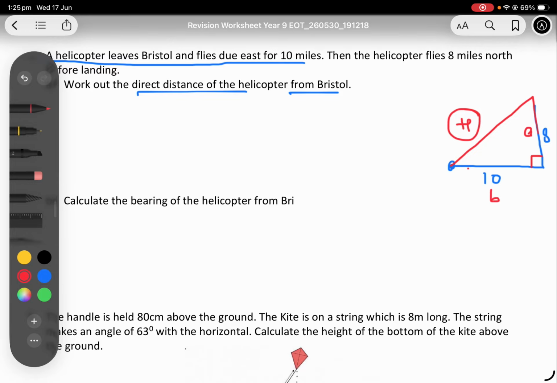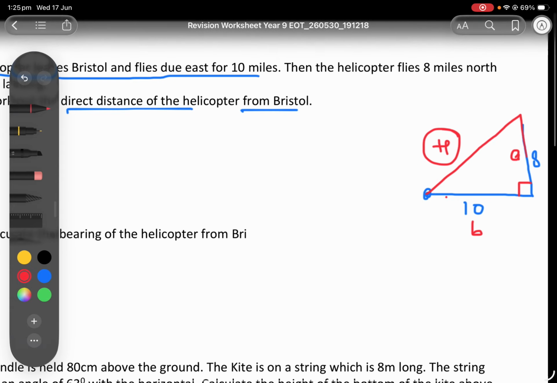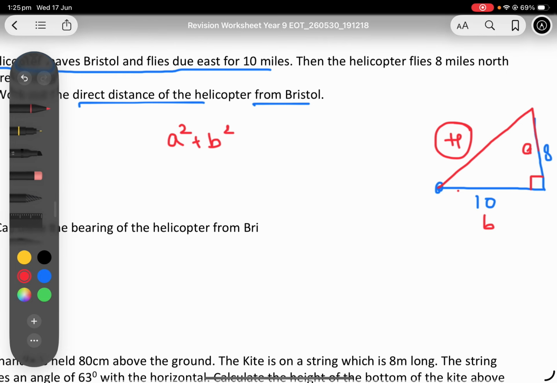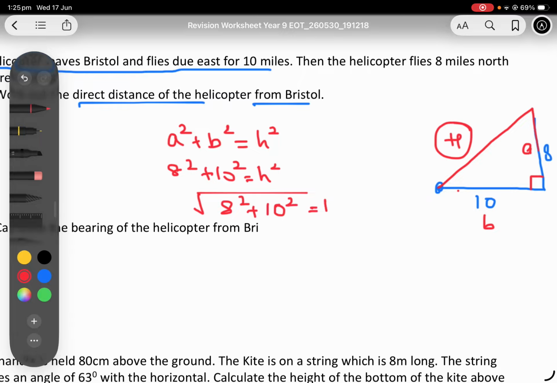Now here the direct distance would be altitude square plus base square is equal to hypotenuse square. So it is 8 square plus 10 square is equal to hypotenuse square. That becomes root of 8 square plus 10 square is equal to hypotenuse. Hypotenuse is equal to 12.8 centimeters is what I get.